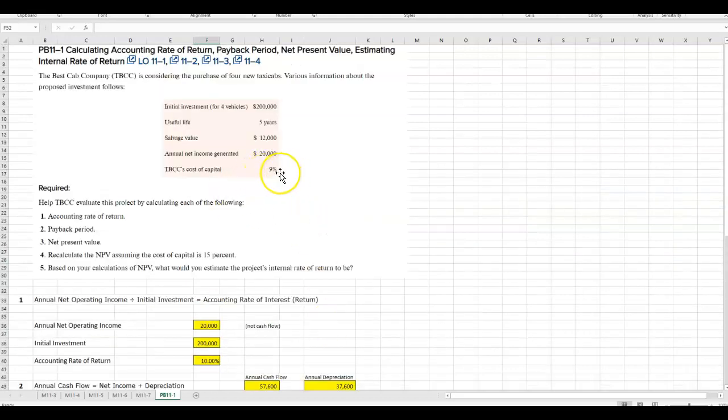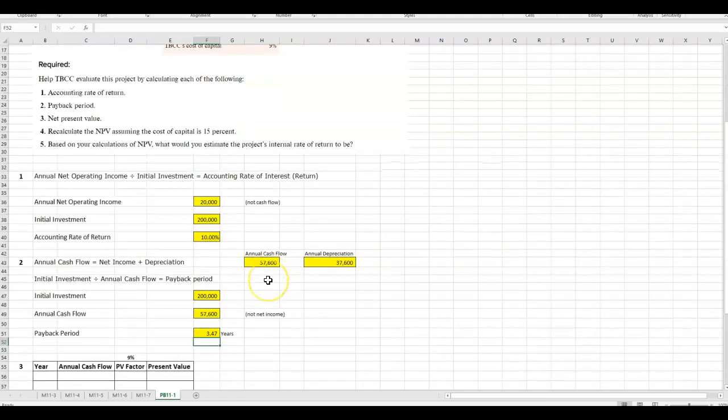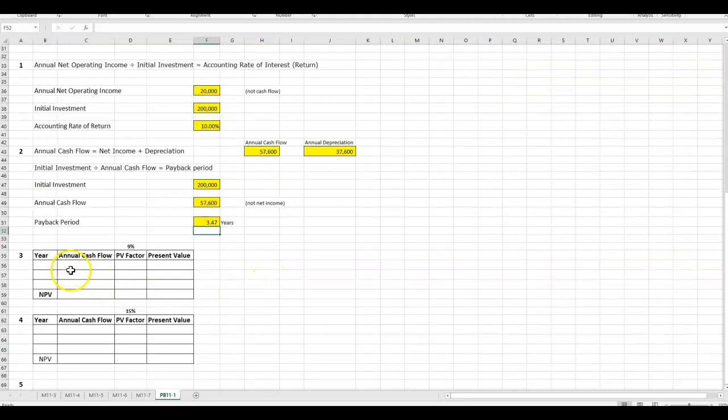Their cost of capital is 9%, and it also asked us to calculate at 15%. So, year 0, that's where we put the cost of the project, which was 200,000. So minus 200,000 out the door on day 1. We don't need a present value factor because it already is at present value. It's at year 0.